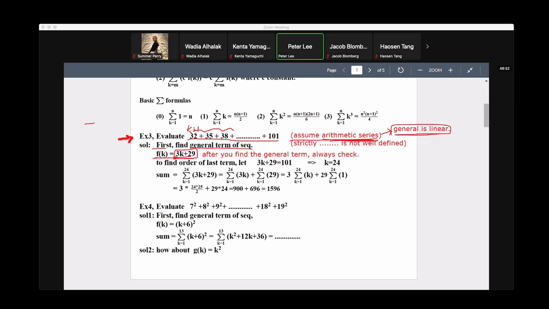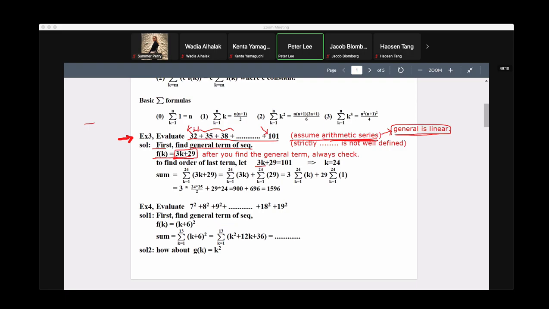The students do something, and then it's wrong. Very, very common. So you have to check your work. Now, to find the order of the last term, let's see. So you want to know what order this 101 is. So what do you do?